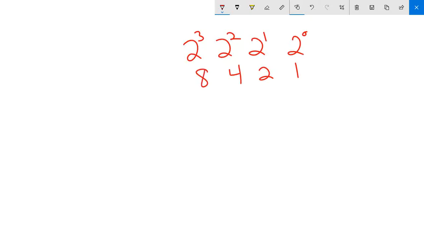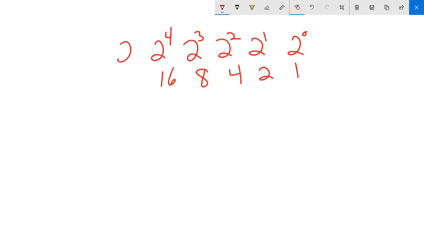So 2 to the 0 is equal to 1. 2 to the 1 is equal to 2. 2 to the second power is equal to 4. 2 to the third power is equal to 8. Remember, that's 2 times 2 times 2. So 2 times 2 is 4 times 2 is 8. So it's not 6. Remember that. 2 to the fourth is 16.